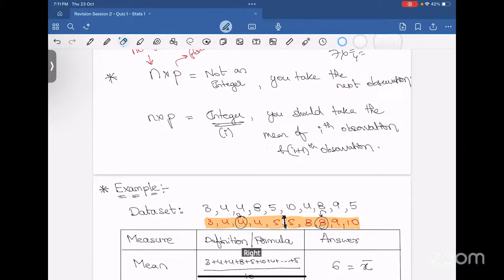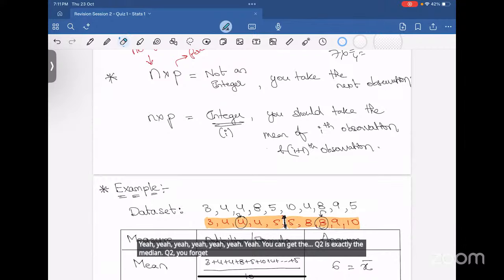So the value of Q2 we can get as a decimal also. I'm talking about the value, not the observation. The Q2 is exactly the median. For Q2 you forget about computing it with NP or something. You compute it as the median itself. Okay, Q2 is nothing but the median.